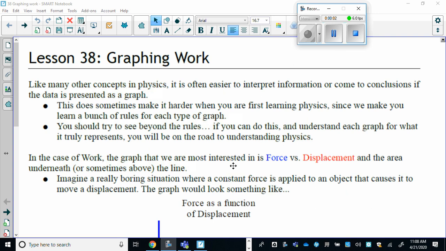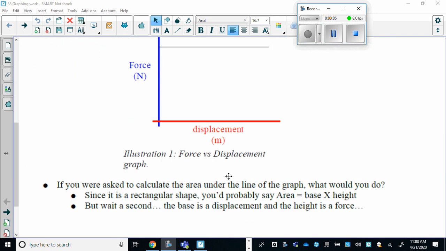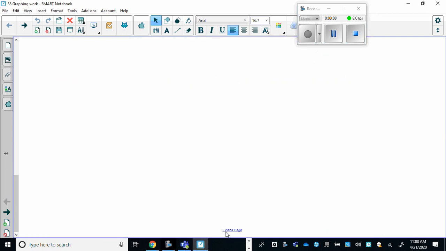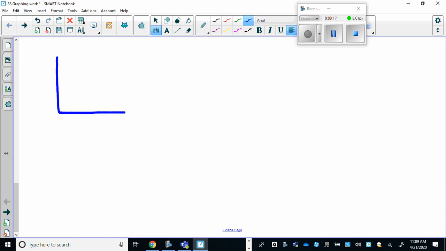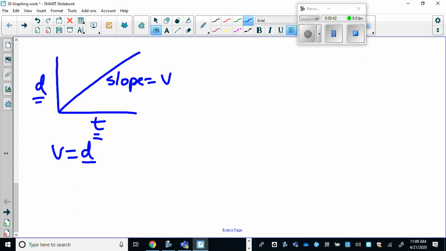Lesson 38, graphing work. And before we do that, let's just review a few principles of graphing here. So for my kinematics unit, we know that if we have a graph, let's go with time and displacement, and we have a line such as this one, we know from this graph that if we calculate the slope of that line, the slope of that line will give us the velocity, because the slope is the rise over the run. The rise is displacement, the run is time, and that fits into this formula, rise over run.